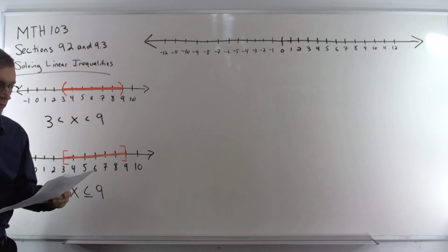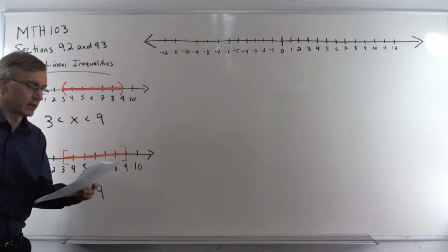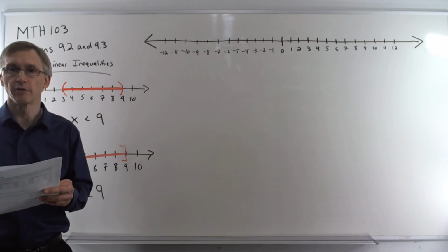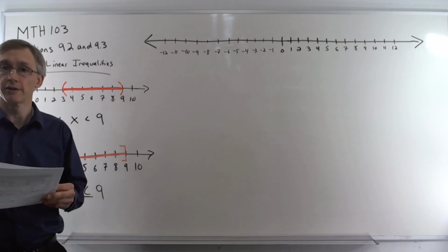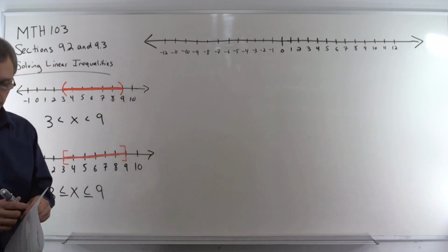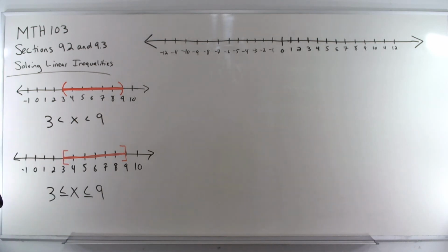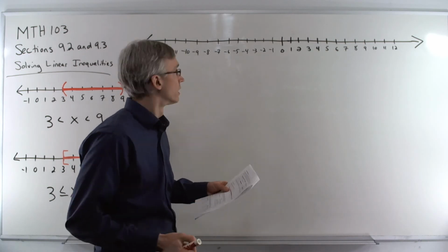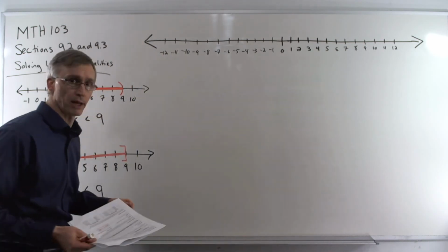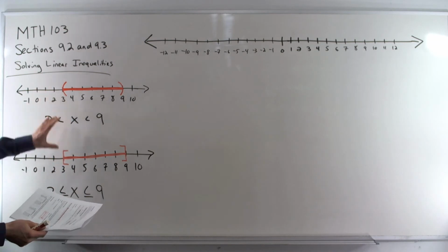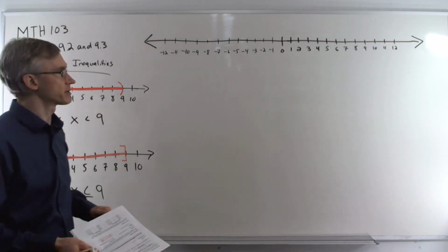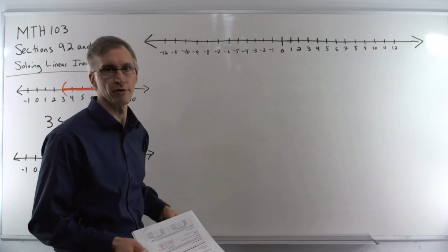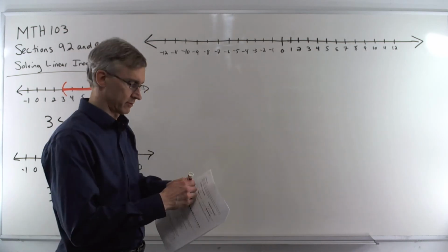Take a look at your turn number 1. We're going to graph the inequality negative 7 is less than or equal to x, which is less than 4. Graph that one on the number line. Now when you make your graphs, you should be putting your graphs right on the number line. For demonstration purposes, I'm going to be drawing them right below it so I don't have to keep drawing the number line over and over again.